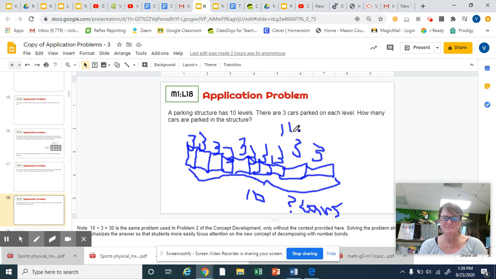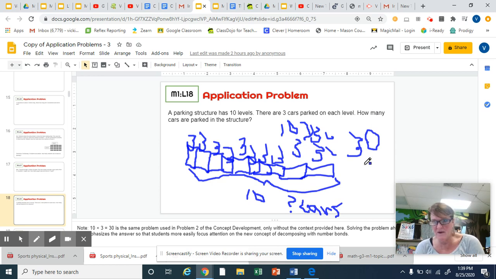10 levels times 3 cars equals, well, if we counted by 3s, we heard that it was 30. I'm going to get better, I promise. 30. There are 30 cars parked on the structure.